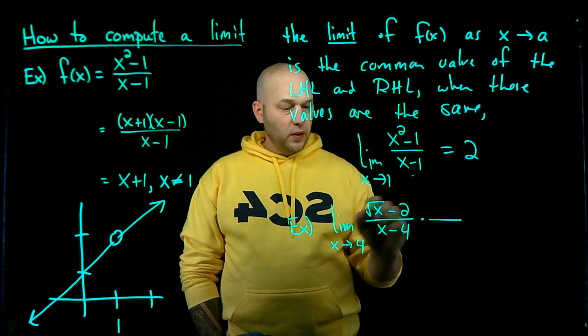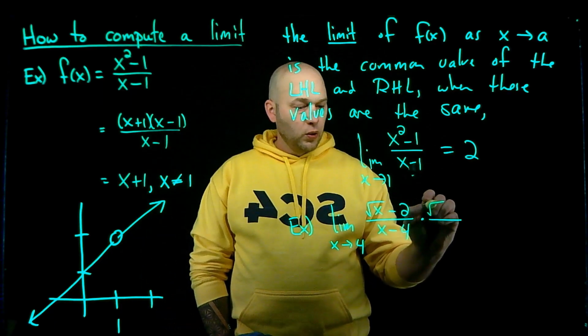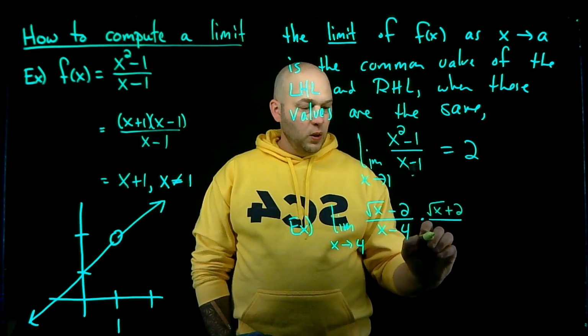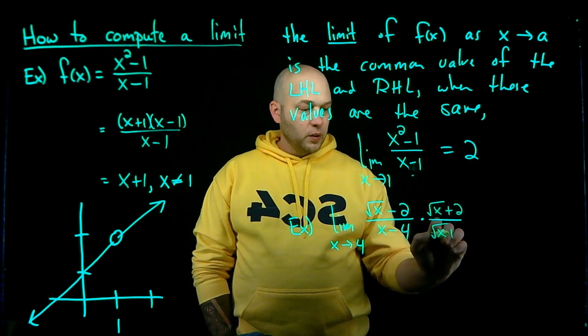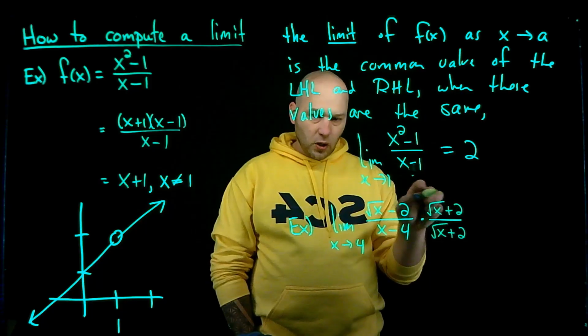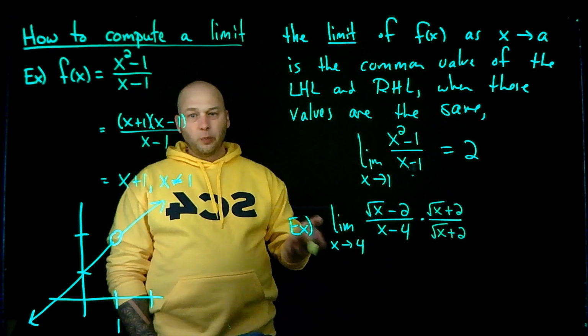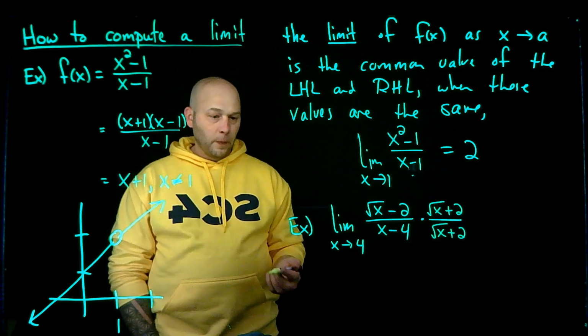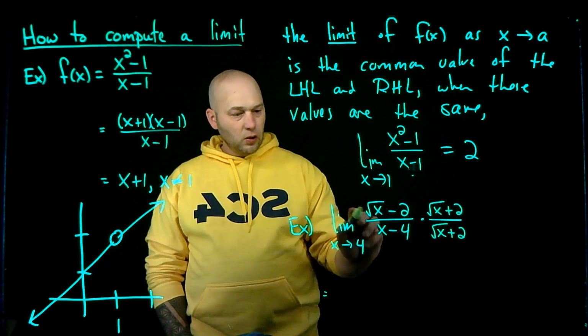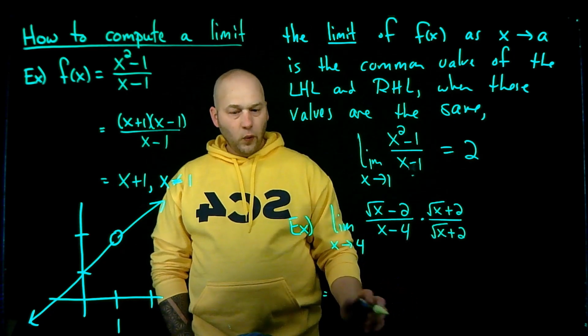And the conjugate of this expression is root x plus 2 over root x plus 2. Of course, the ratio, that value is 1, so I'm not changing the value of the expression. I'm just multiplying it by a special form of 1. Now what I'm going to do is let's FOIL the top. All right? Let's use the FOIL technique on the top.